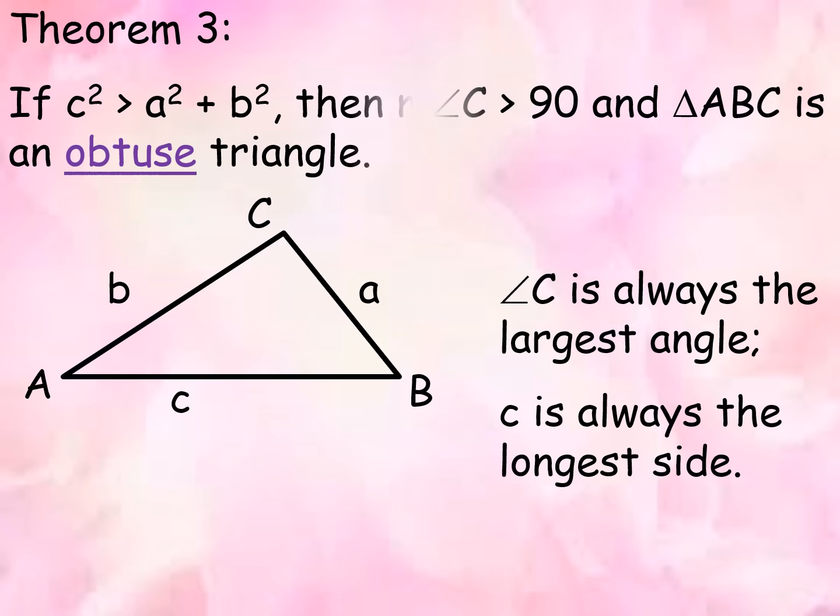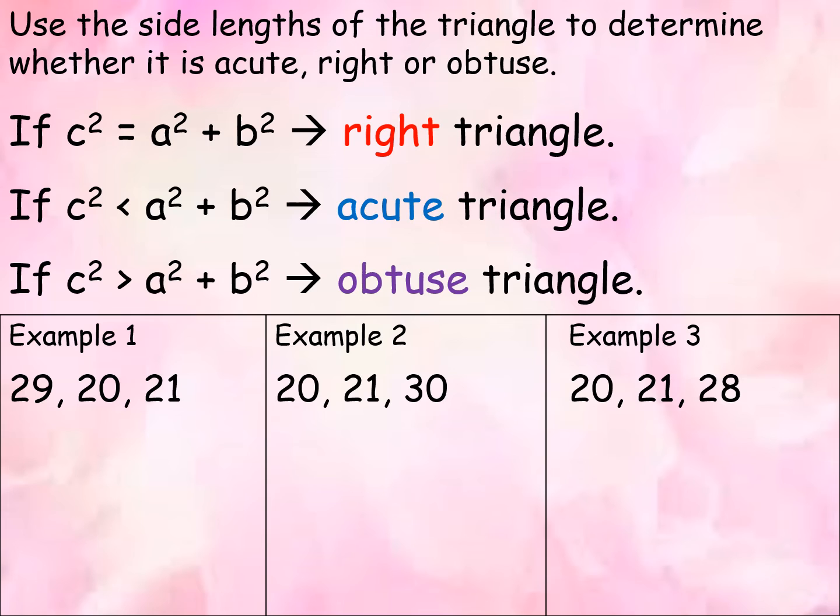Now let us have another theorem, Theorem 3. It states that if c squared is greater than a squared plus b squared, then the measure of angle C is greater than 90, and triangle ABC is an obtuse triangle. So always remember, angle C is always the largest angle and c is always the longest side.